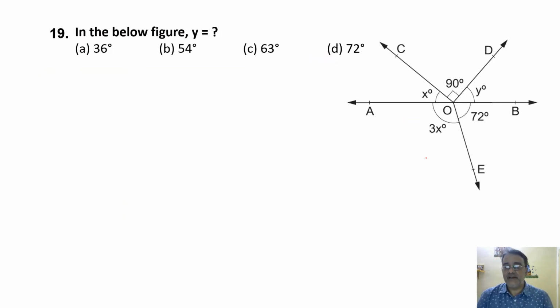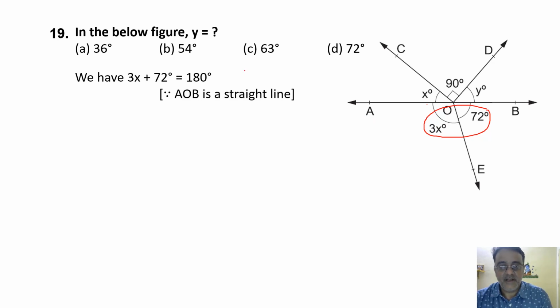In the below figure, y is equal to dash. Right. So here, this angle 3x. Okay, 3x plus 72. The sum of these two angles is 180 degrees. Right, by linear pair, or you can write AOB as a straight line. Now shift 72 degrees to this side, so it will become minus 72. So 180 minus 72 is 108. 108 divided by 3 is 36.